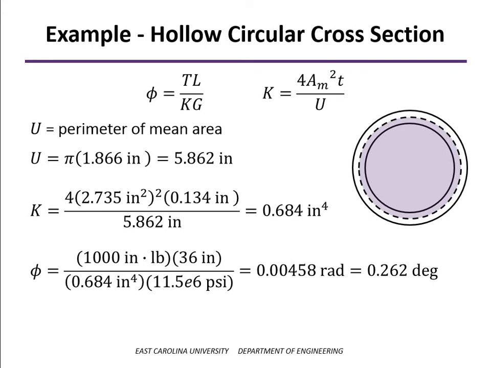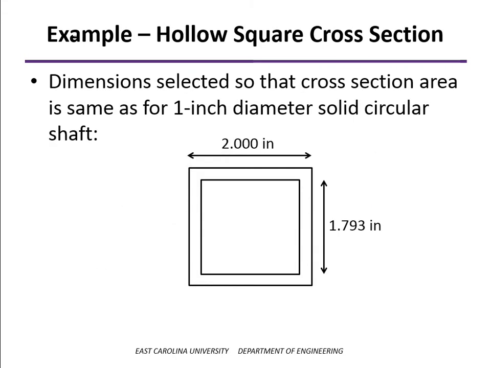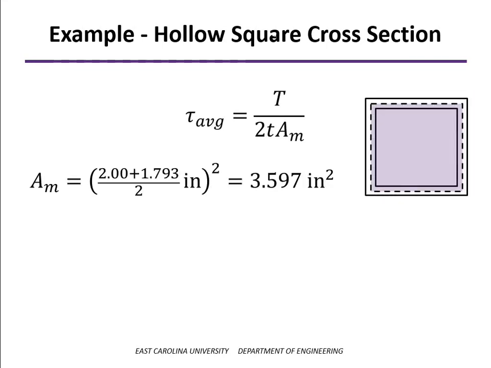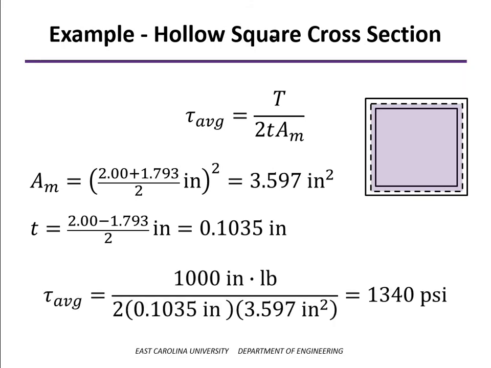Now, a nice thing about these equations is that they work for other shapes as well, as long as you have a closed hollow area. So in this case we're looking at a square cross section, and again we use exactly the same equation. In this case the mean area is that contained within the mid thickness, which is just this square area here, and calculate the wall thickness, and we see a stress of 1340 psi. So a fairly efficient shape. It's not round, but as long as it's hollow and closed like this, then it's a fairly efficient shape.